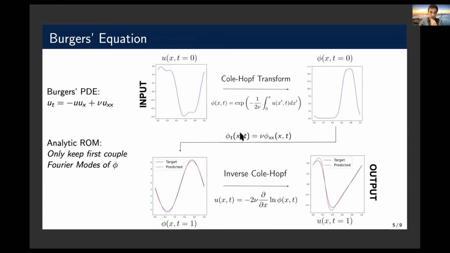So this gives an analytic reduced order model: perform the Cole-Hopf transformation, keep only the first couple of Fourier modes, and then perform the inverse Cole-Hopf transformation. And then here you can see an example of this, keeping only the first two Fourier modes of this solution, and the prediction is pretty close to the target.